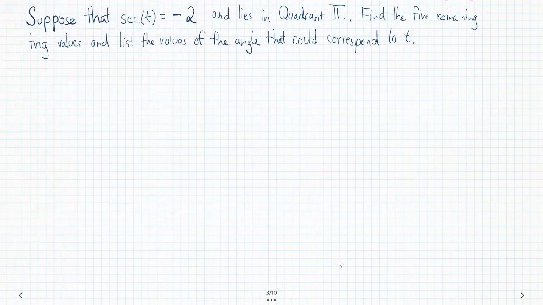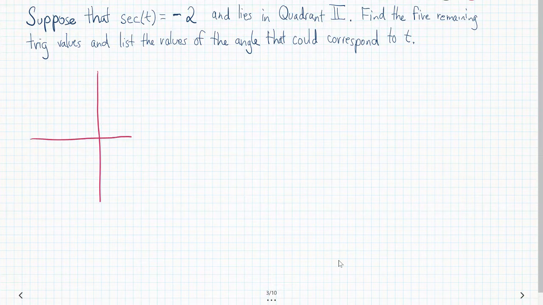Alright, moving forward. I don't see any questions thus far, so let's keep on rocking and rolling. So we have: suppose that secant of t equals -2 and t lies in quadrant 2. Find the 5 remaining trig values and list the values of the angle that could correspond to t.